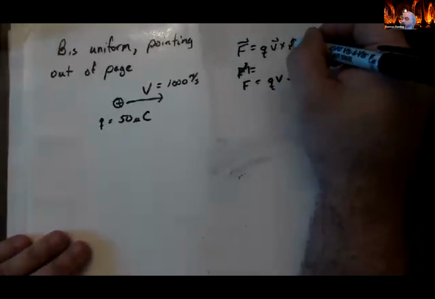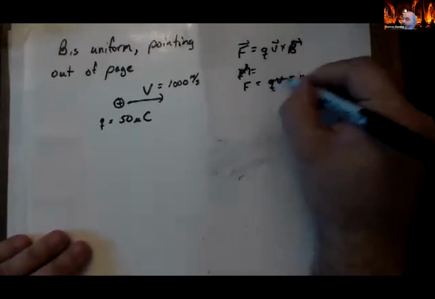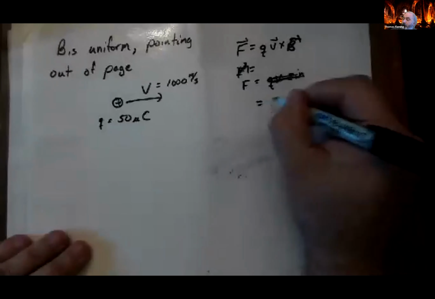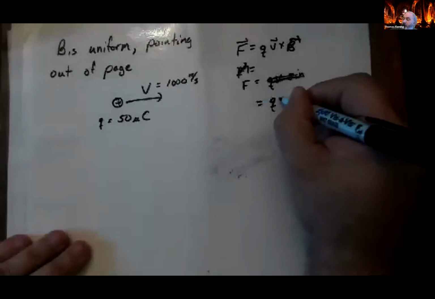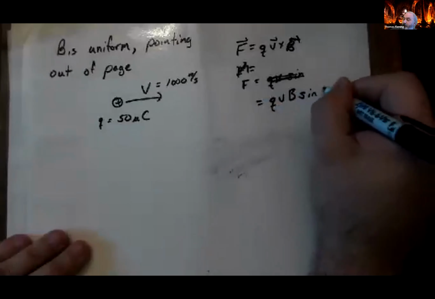Oh, excuse me, it's times B, not R hat. I was like, where's my B? Oh my goodness, get more sleep, Tom. Q times V times B times the sine of theta.